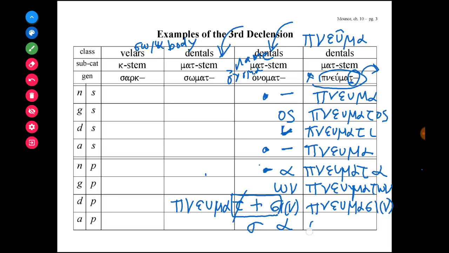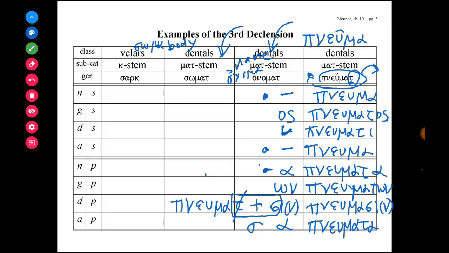And then how do I say spirits again? Just like the nominative plural, the accusative plural is pneumata. So here we have an example of a neuter noun in third declension. So let's pronounce the paradigm for pneuma, which means spirit.